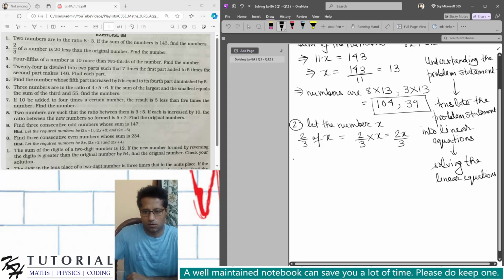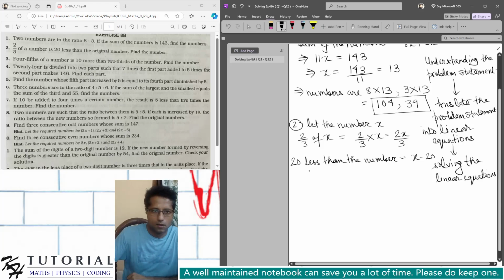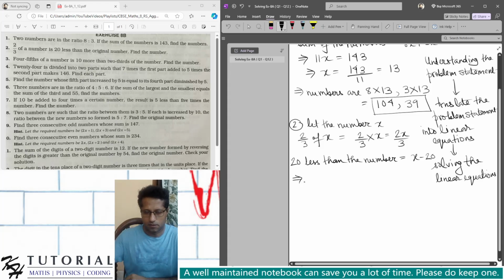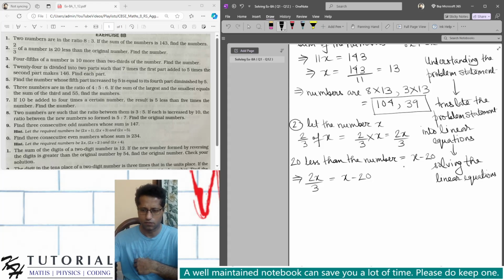And what is 20 less than the original number? X is the number and 20 less, so x minus 20. So it is given that 2/3 of a number is, means equal, 20 less than the original number. Now we can translate the given information into an equation as 2x by 3, this is the 2/3 of the number, is equal to 20 less than the number, that is x minus 20. So we have formed the linear equation, which is not in a simple form since the LHS is in the rational form.